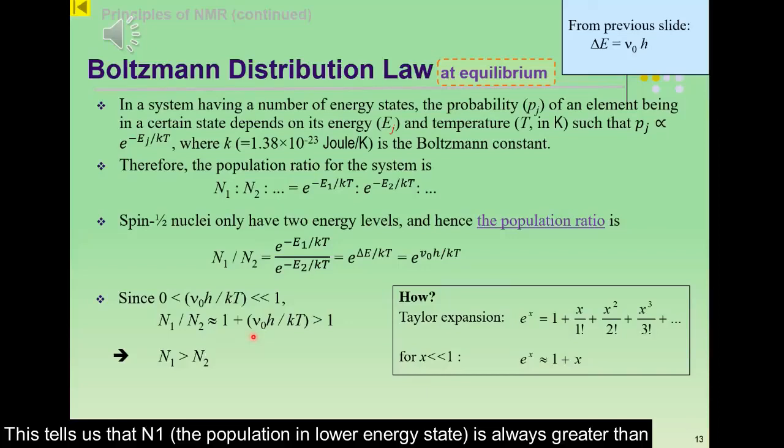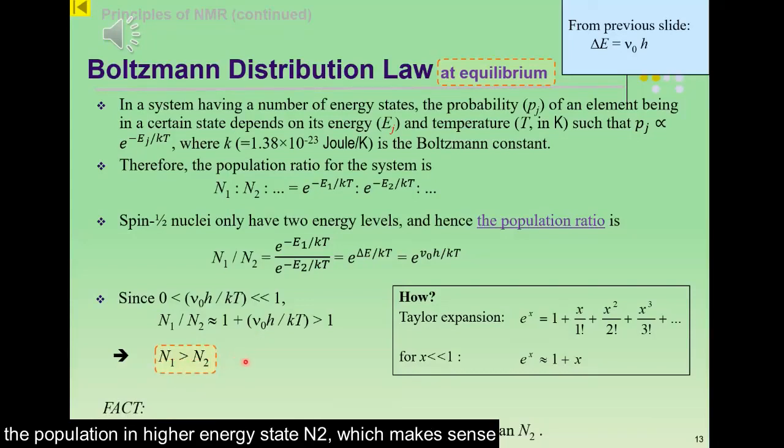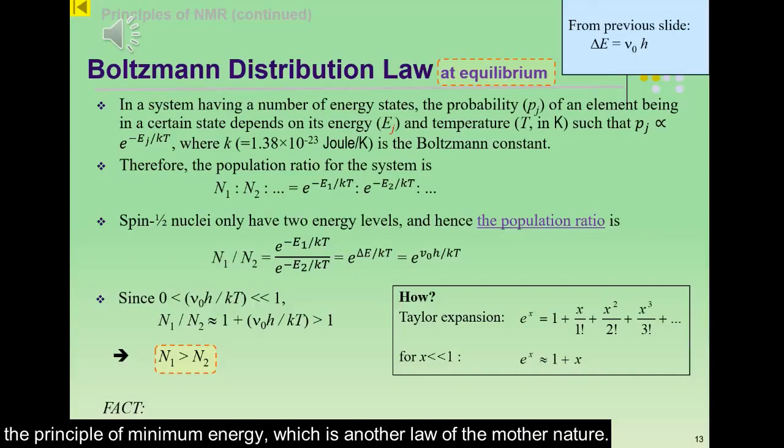This tells us that N1, the population in lower energy state, is always greater than the population in higher energy state, N2. Which makes sense because it meets the second law of thermodynamics, i.e., the principle of minimum energy, which is another law of Mother Nature.